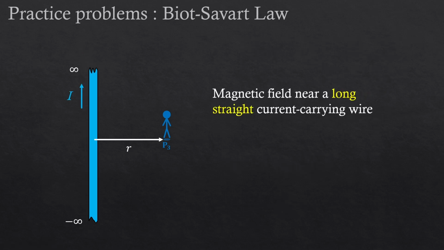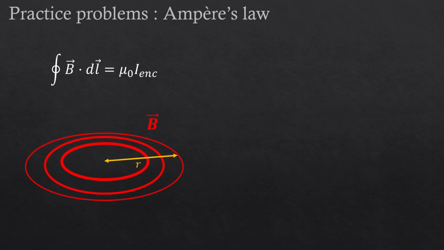As a conclusion, magnetic field near a long straight current carrying wire is simply mu naught I over 2 pi r. That's the end of Biot-Savart law. I hope you're now fully understanding the law. Now, Ampere's law. Ampere's law isn't hard to be visualized. As I mentioned in the beginning, we'll be given some magnetic fields and asked to find its current.